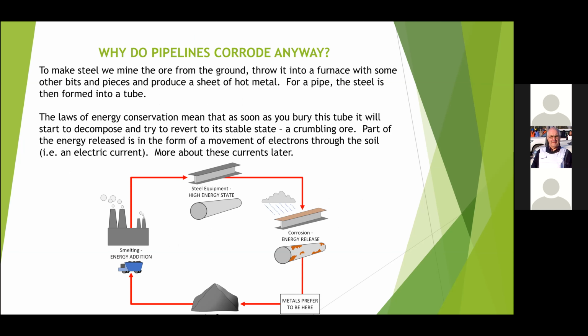So the first thing is, why do pipelines corrode anyway? Why can't they just sit where they are? Well, it's due to the universal laws of energy conservation. You can't create or destroy energy. It just moves around and changes its form. So you can see at the bottom of the little graph there, it's the natural state of the metal. It's just a crumbling ore. It doesn't want to be anything else, just wants to be left alone.